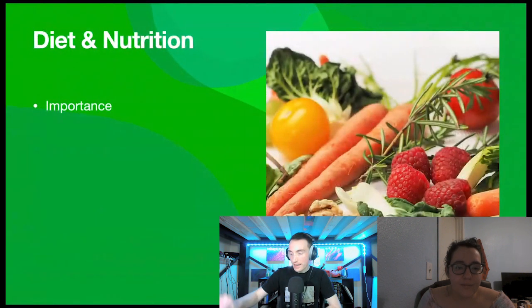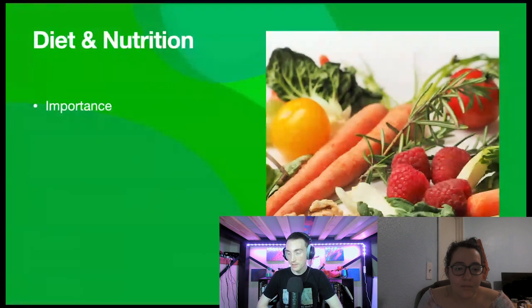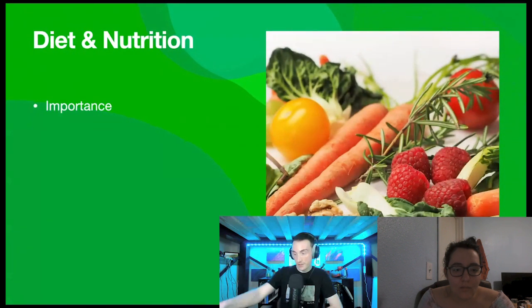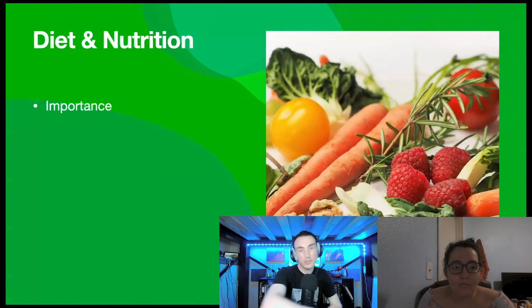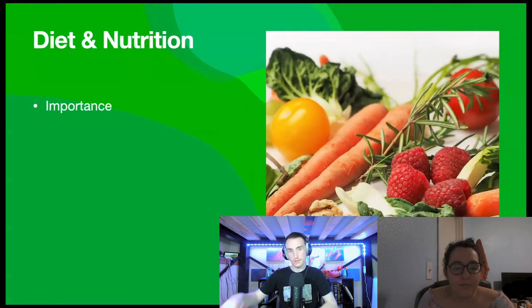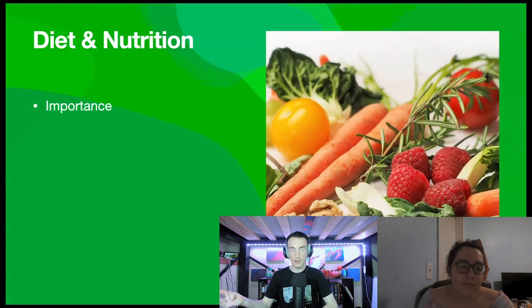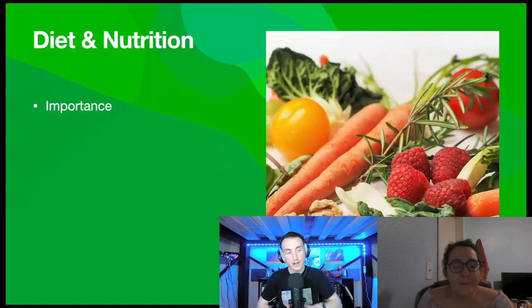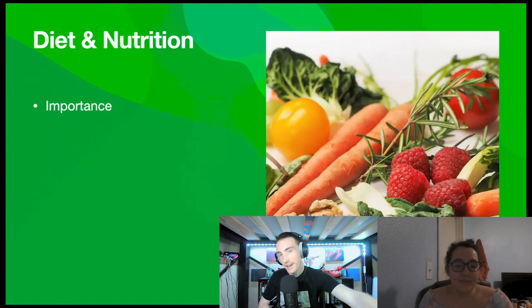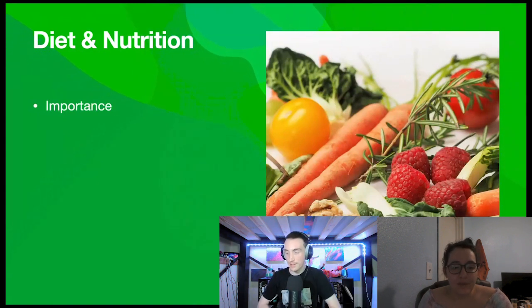And then we've got diet and nutrition. So we'll go over just some importance and facts again here. Increased risk of stroke is associated with low intake of potassium, low intake of fruits and vegetables, low intake of fiber, and a high intake of sugar, which is kind of the American diet. So that is why it's important to try to edit your diet, if you can.